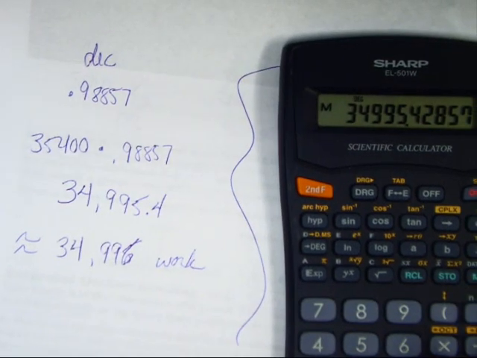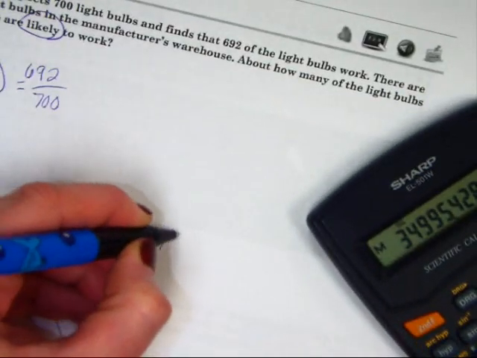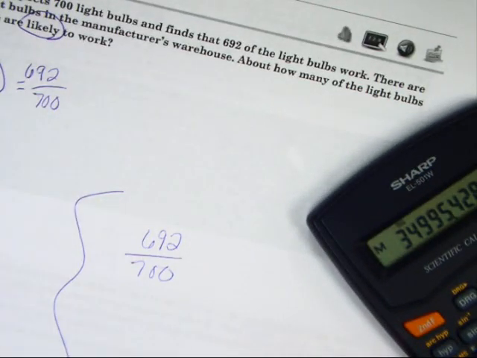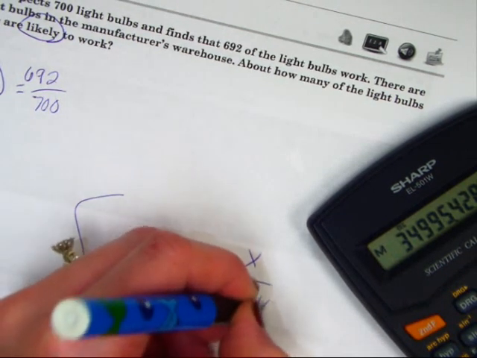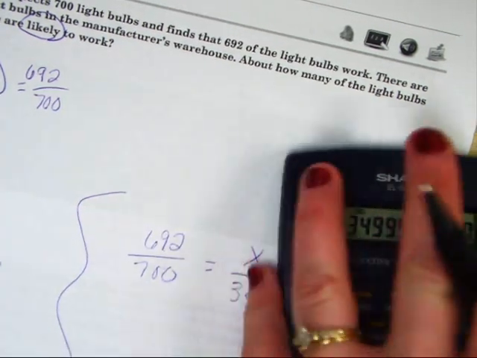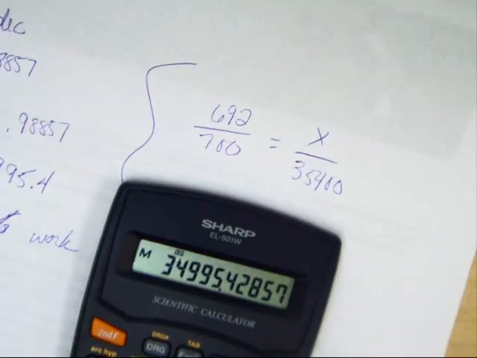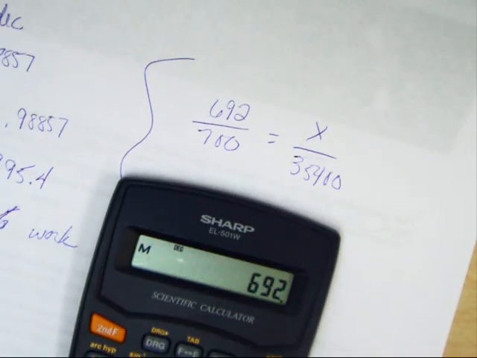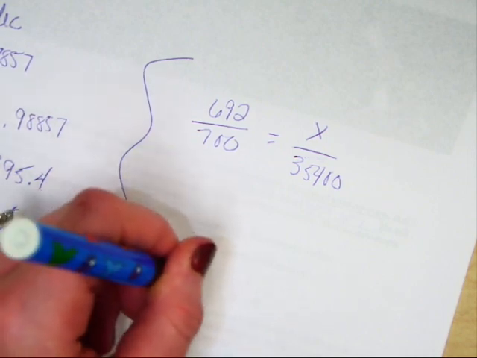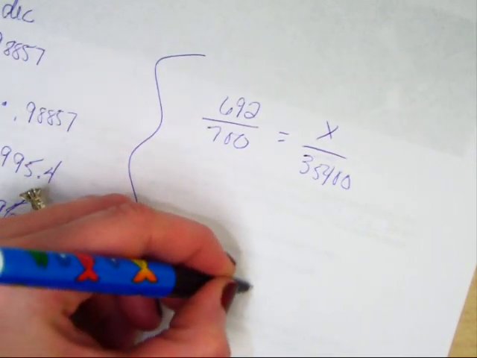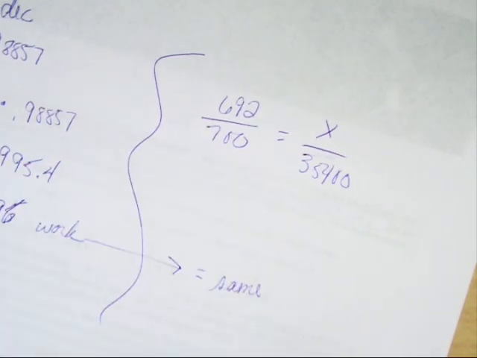Now, could you use a proportion with that? Absolutely. You could have said, well, 692 is to 700 as x is to 35,400. And then you could have cross multiplied and divided. So you could do 692 times 35,400 and then divide by 700, and you would have got the same answer. Either way, I really don't care which way you do it.